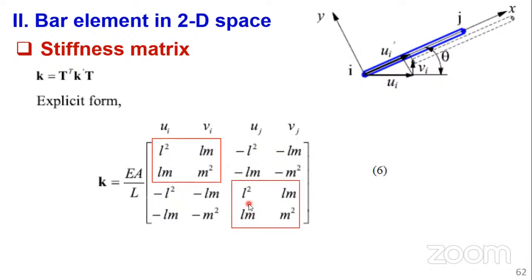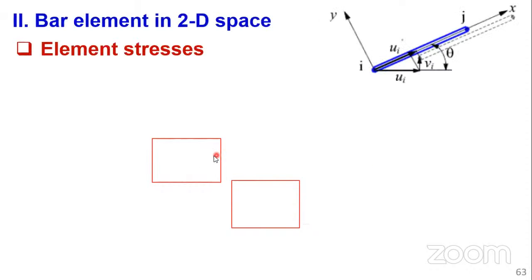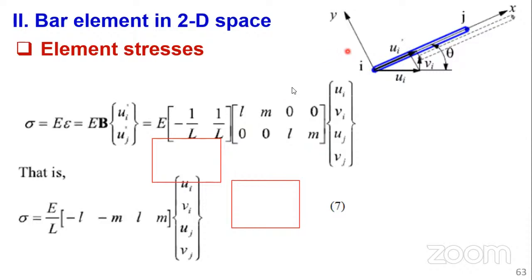But I'm not calling you to recall this, I'm calling you to work this out. Get T transpose, multiply with K in the local coordinate system times T to see whether you can obtain this equation, because this equation is very important. This is the stiffness matrix at the global coordinate system. All right. Then from there, we can obtain the elemental stresses.